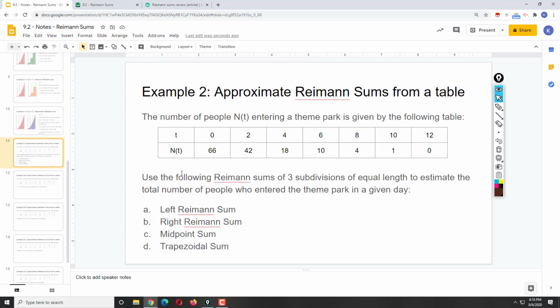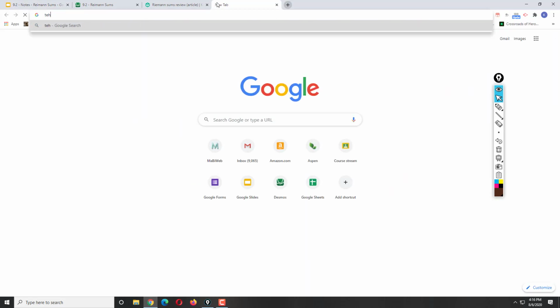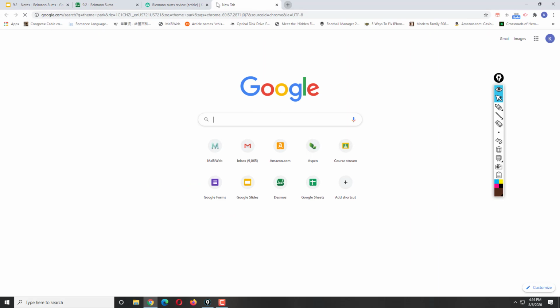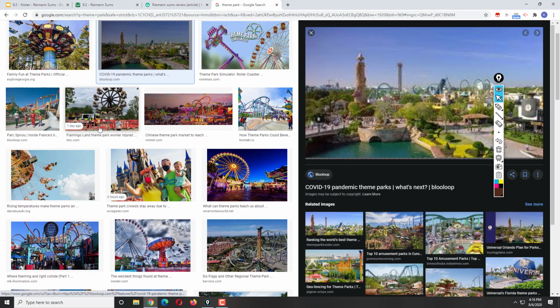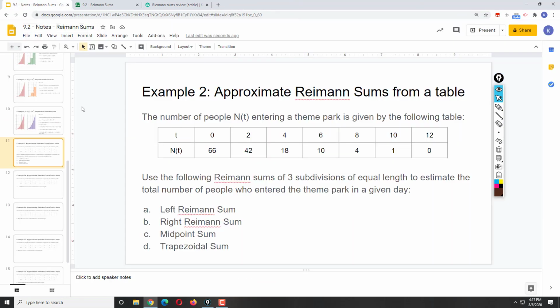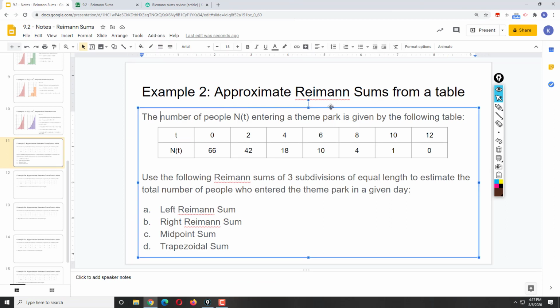All right, example 2. This time I'm not giving you a function. Instead, we are going to approximate Riemann sums from a table. The number of people, n of t, entering a theme park. A theme park, here's an example. Let's go to Google Images. People play in these theme parks. Like Disney World is a theme park. So people are entering a theme park. The number of people entering a theme park is given by the following table.